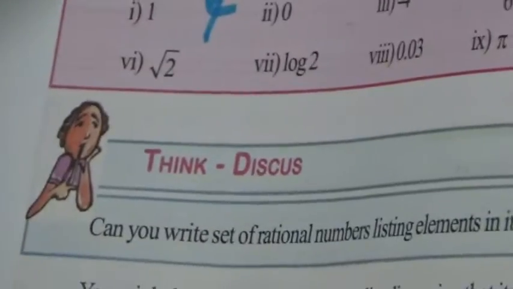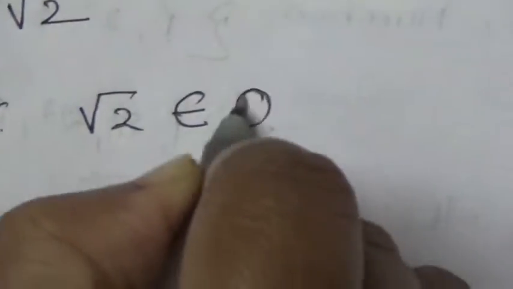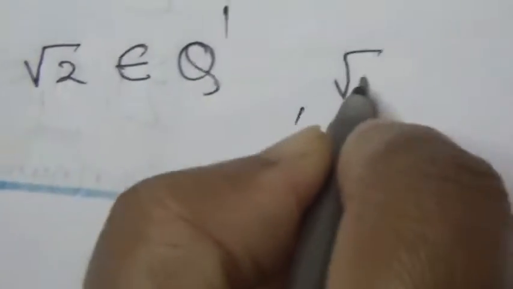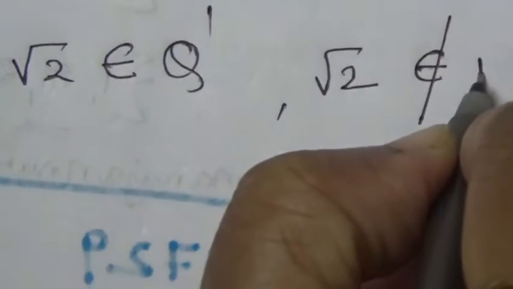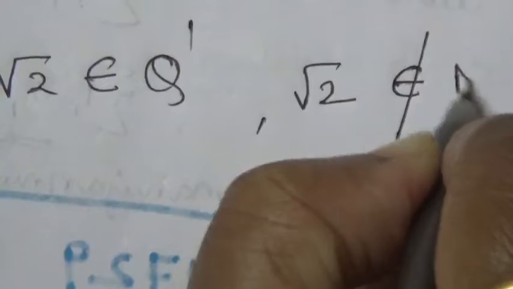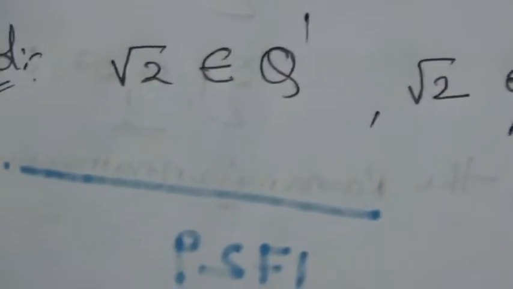Okay, sixth one, that is root 2. We can't solve these single numbers, right? Root 2 is an irrational number. The solution is root 2 belongs to irrational numbers, and root 2 does not belong to natural numbers, whole numbers, integers or rational numbers.